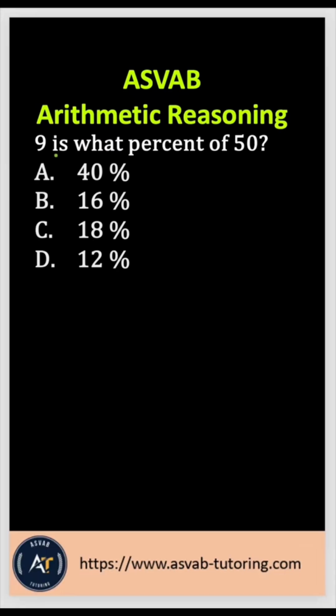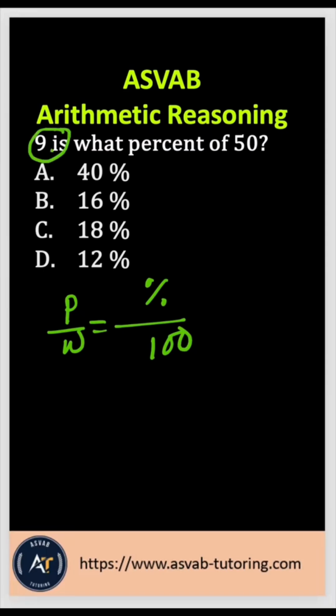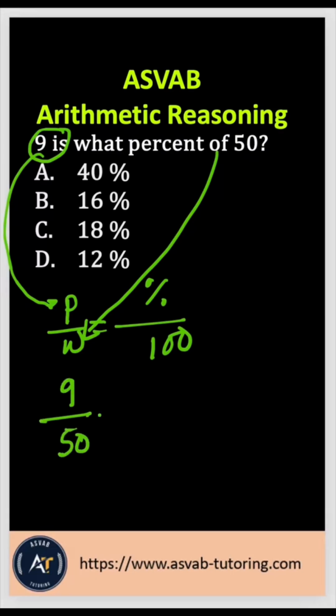The question says here, 9 is what percent of 50? In order to solve this problem, let me write that down. The easiest formula is part over whole equal to percent over 100. Now which number goes where? Always keep that in mind: "is" means part, and "of" means whole. So let's plug the values in here. 9 over 50 equal to x over 100.